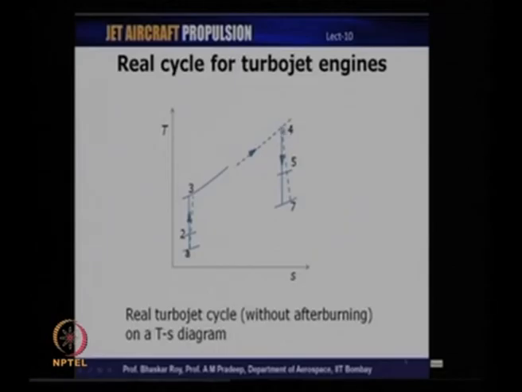At the end of combustion, we reach point 4, which is the turbine inlet, and the expansion process again is non-isentropic, so we have two different lines here. Turbine expansion, which is between 4 and 5, is non-isentropic. Therefore, the isentropic process is shown by the solid vertical line, and the non-isentropic expansion process is represented by the dotted line between stations 4 and 7. So, this is a real turbojet cycle without afterburning.